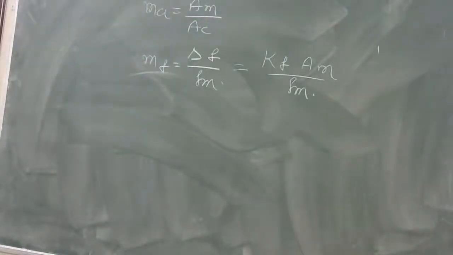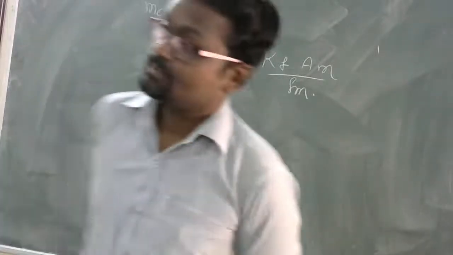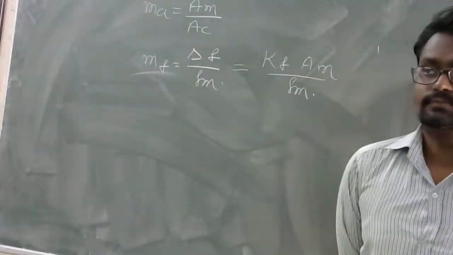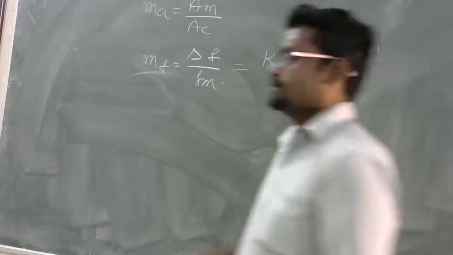Any doubt? Now the unit of frequency deviation is hertz. The unit of frequency sensitivity is hertz per volt. KF into Am, but if we take fi minus fc, it will come in hertz. So del f is frequency deviation and KF is frequency sensitivity. Both are different. Clear?